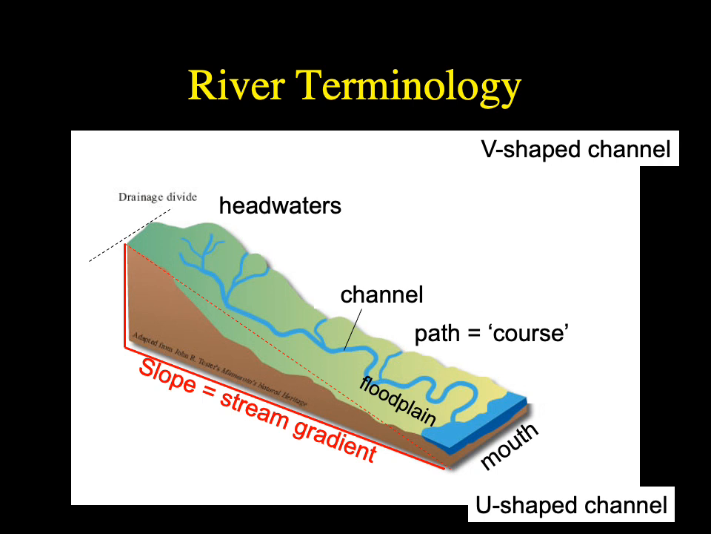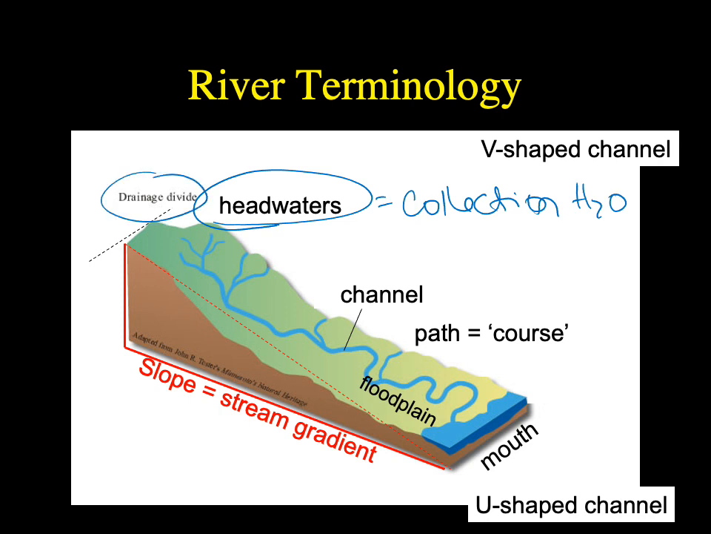So we'll talk a little bit about river terminology, just so that when I use these terms, we won't get confused. The first thing, we already talked about the headwaters, right? This is where you get drainage and collection of water. And then we also just discussed the drainage divide. So you can imagine that in this hypothetical situation, we've got some sort of drainage divide right here so that all the water on this side is now flowing into this hypothetical river system.